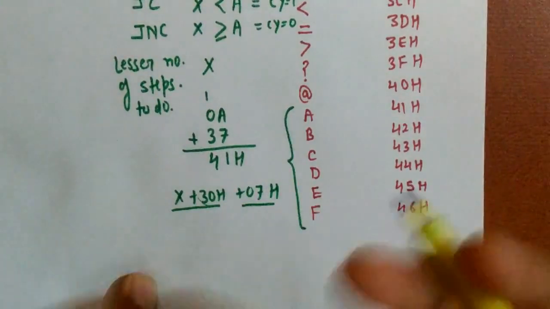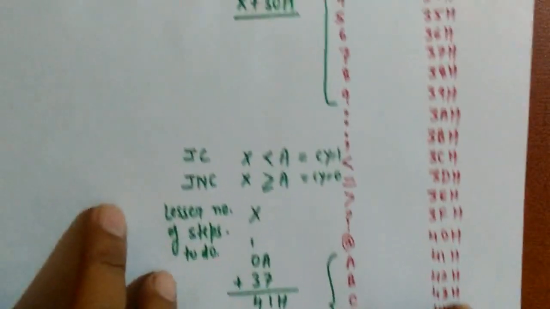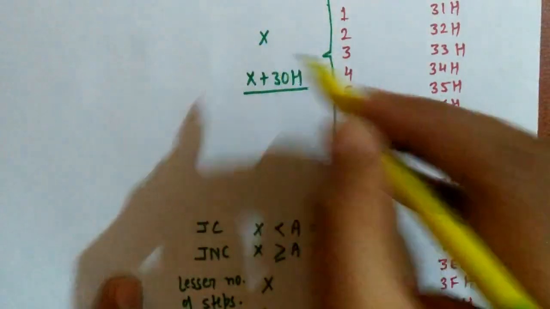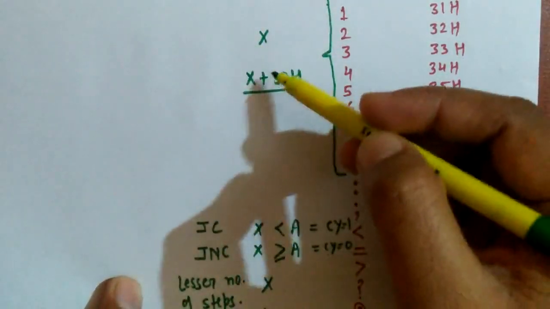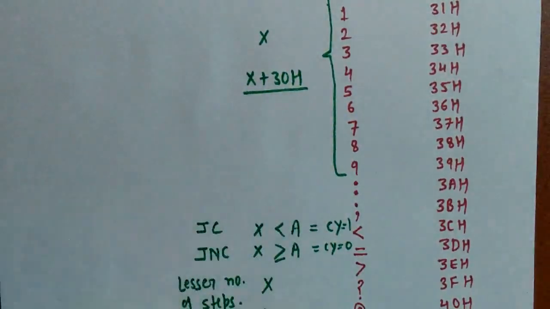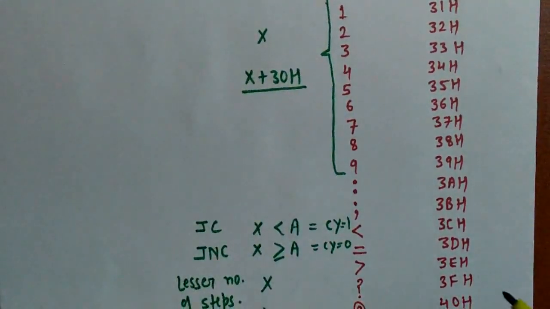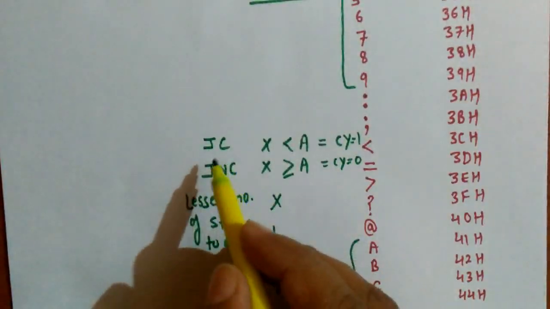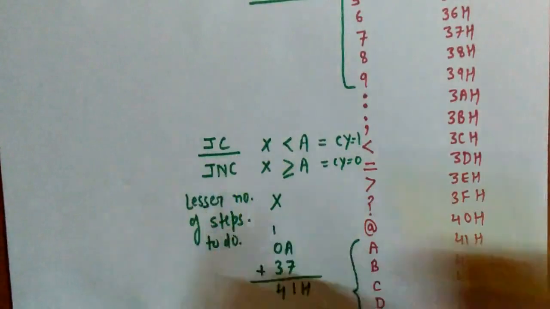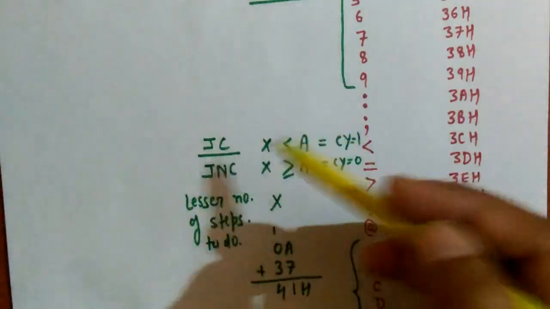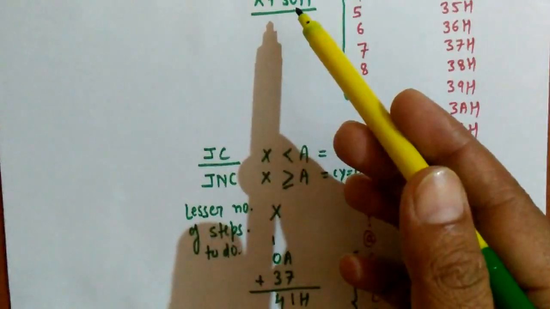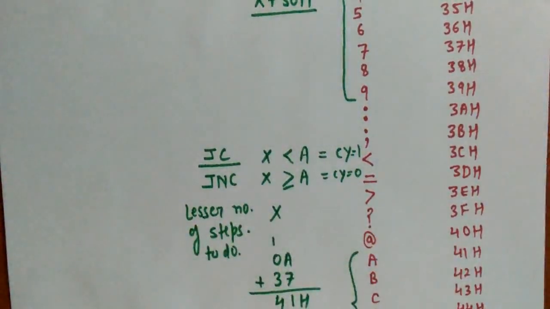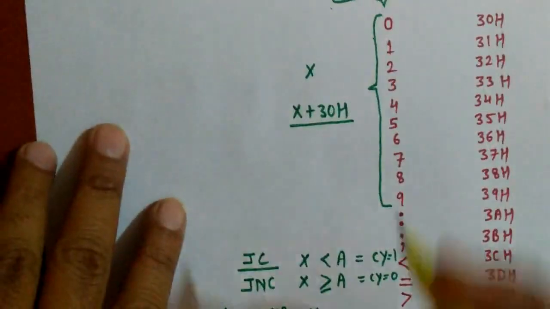That means from my funda we will be using this, because here there are fewer steps to do. Only 30 has to be added, but in the second case we have to add 30 and then add 7. So I think we should use JC in our program, because for JC we simply add 30H, and for JNC we have to add 30 plus 7H. So let us start writing the program.